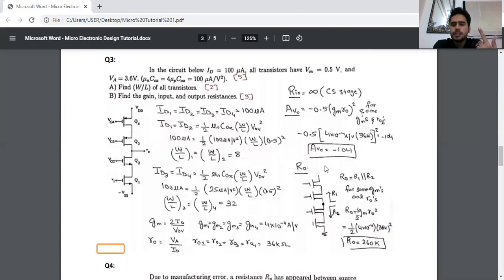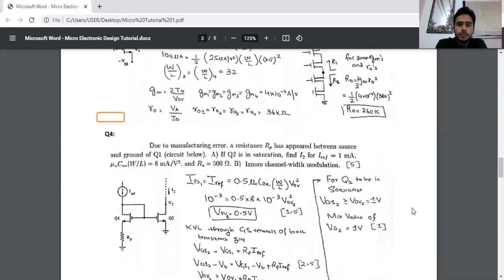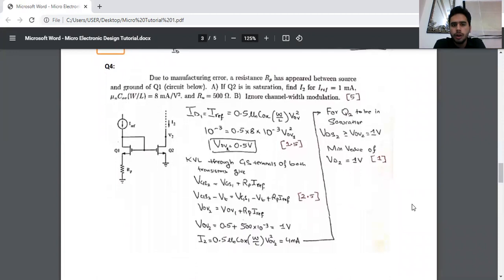We found the internal resistance, we have found the gain, now we find the overall resistance. The overall resistance at this point is R naught equals R1 parallel with R2. We could go with the method of GM and R naught as well, but this is another method which we could use, that is R naught equals 1 by 2 GM R naught square. Using this formula, which is the simplification of the formula we had studied in class, we get R naught equals 260 kilo ohms. Next, we move to question number 4.